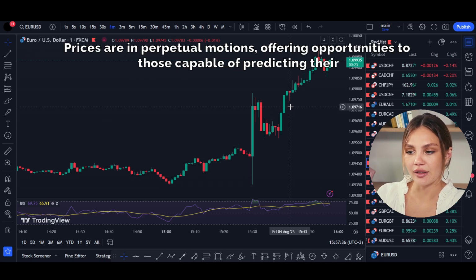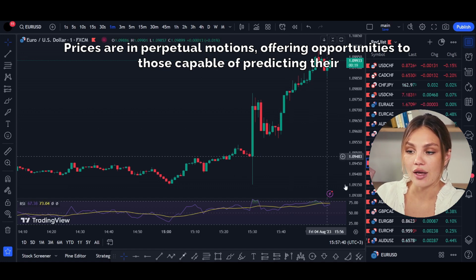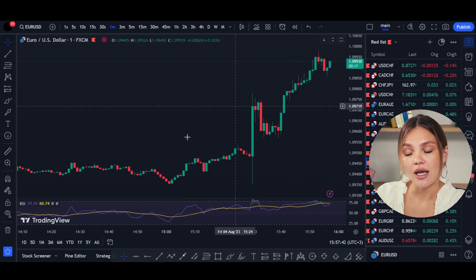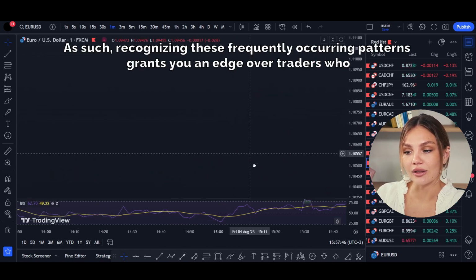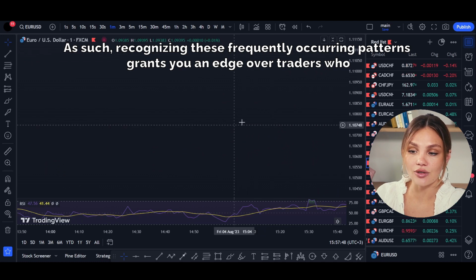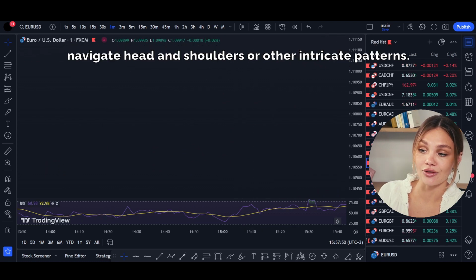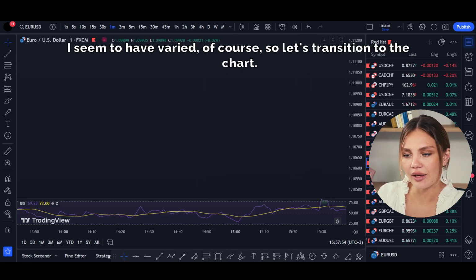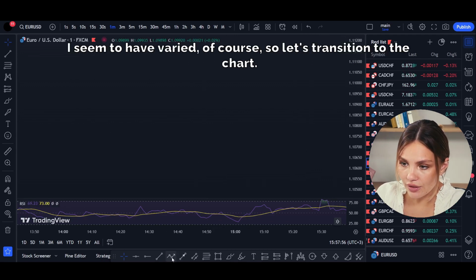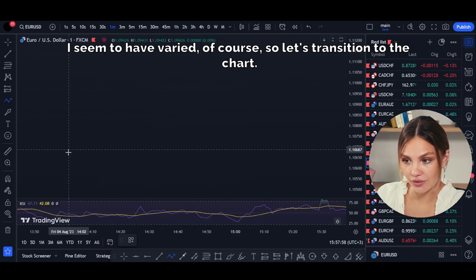Prices are in perpetual motion, offering opportunities to those capable of predicting their trajectories. As such, recognizing these frequently occurring patterns grants you an edge over traders who navigate head and shoulders or other intricate patterns. I seem to have veered off, of course, so let's transition to the chart.